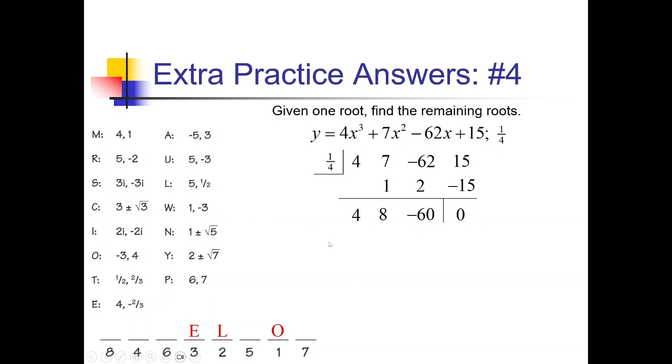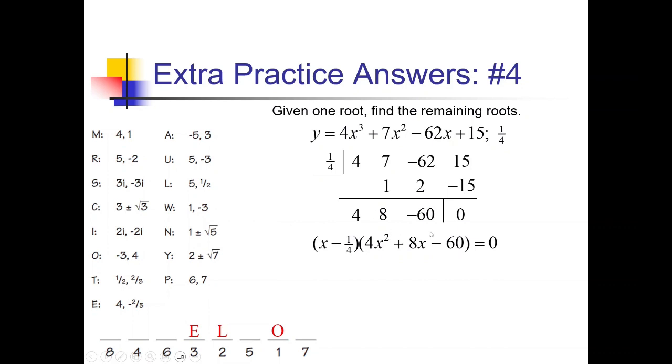So I have x minus 1/4, which again seems kind of weird, but we're just going to roll with it. And then we also have 4x squared plus 8x minus 60. All right, so one thing I can definitely do with this expression here before I run to the AC method is see if there's any common factors.